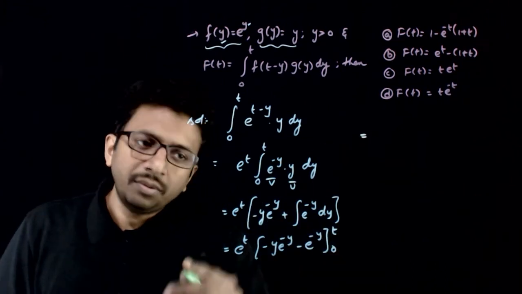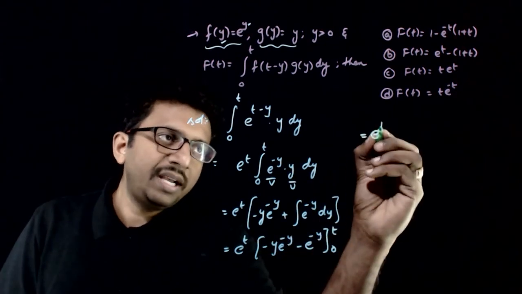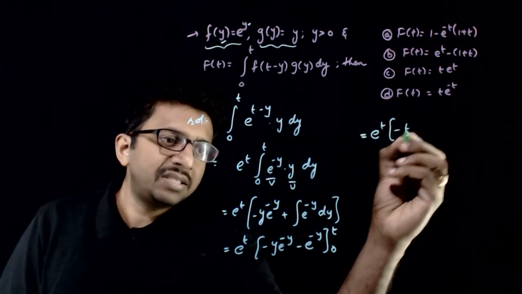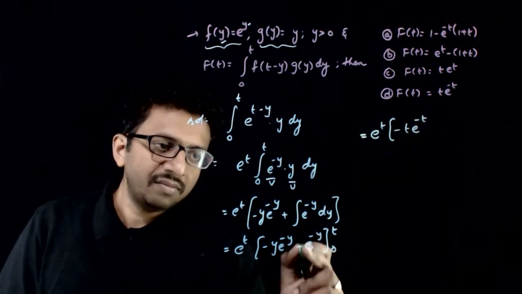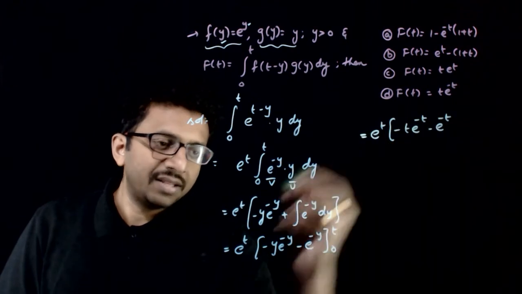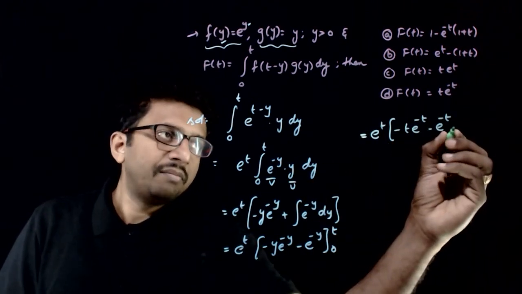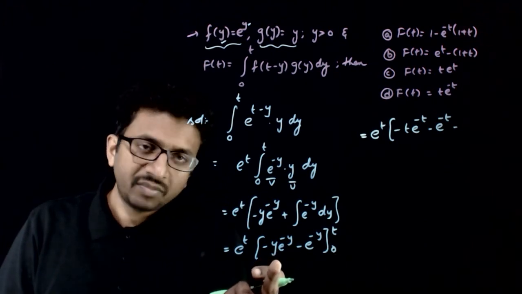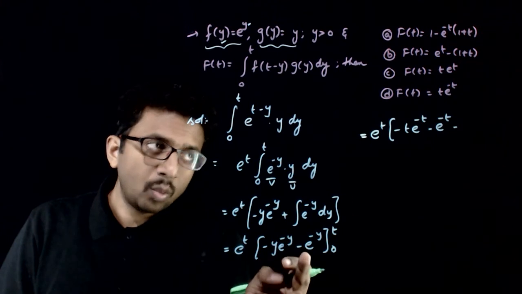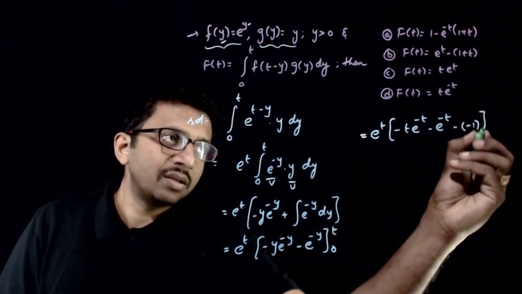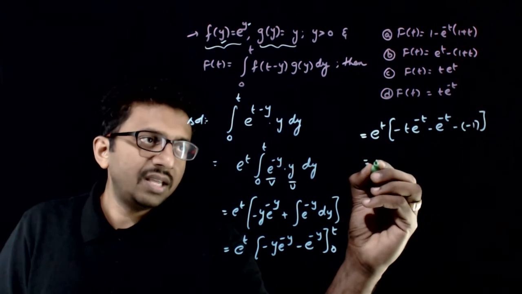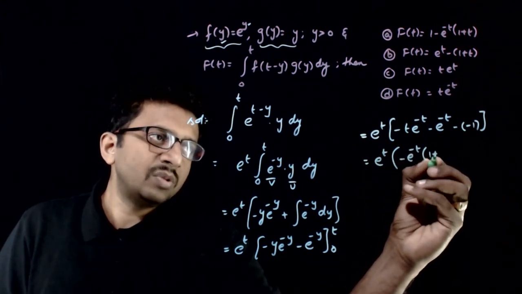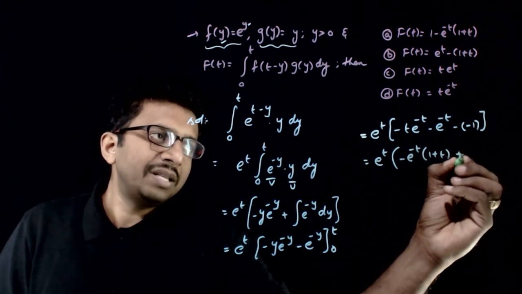So if you substitute the limits, you get e power t times, if you put t in the place of y, you get minus t e power minus t minus e power minus t, minus of, if you put y equal to 0, you get 0 minus 1. So minus of minus 1. So that is equal to e power t times minus e power minus t times 1 plus t, plus 1.